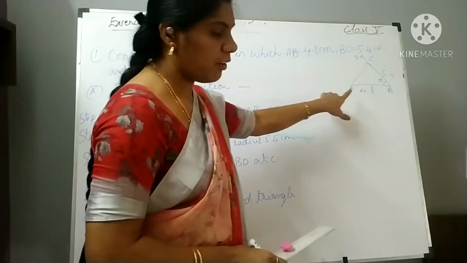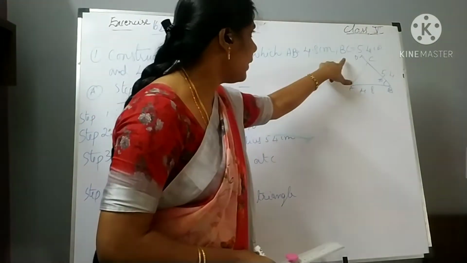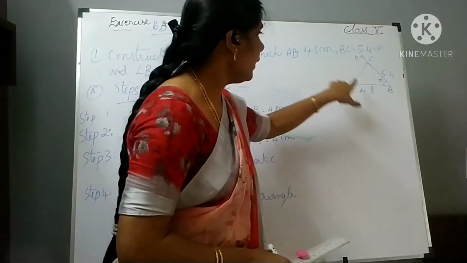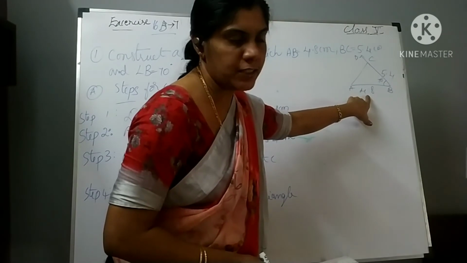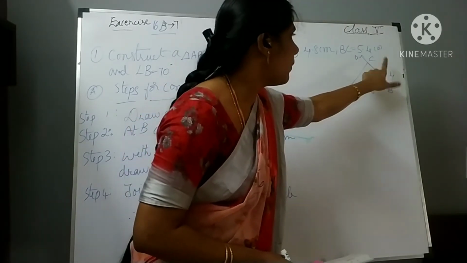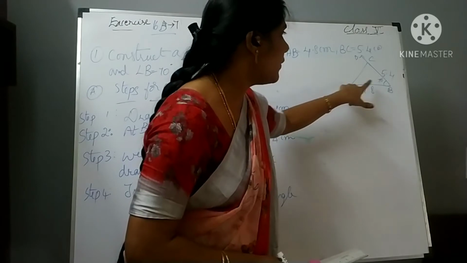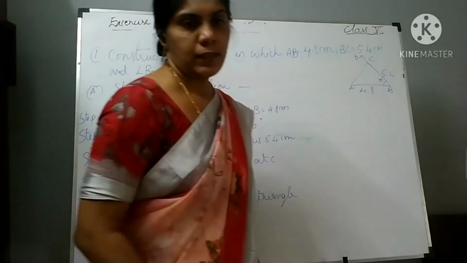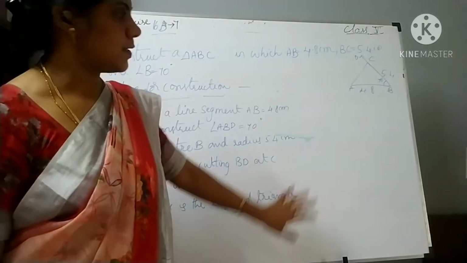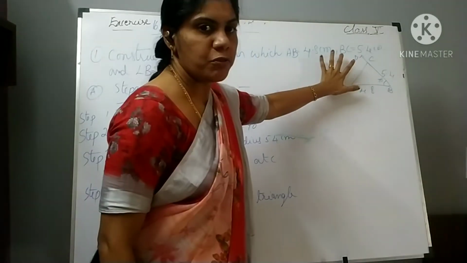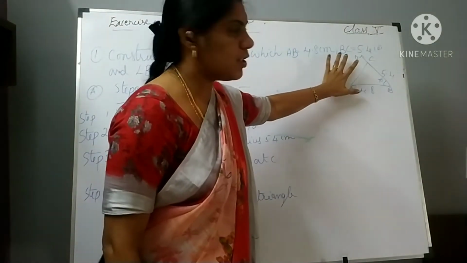See the rough figure first. Triangle ABC, AB I am taking as the base, 4.8 centimeters, and BC 5.4 centimeters, and this is your triangle ABC. Your angle here is 70 degrees. Angle B is 70 degrees. This is a rough figure. We have to construct triangle ABC based on this figure.